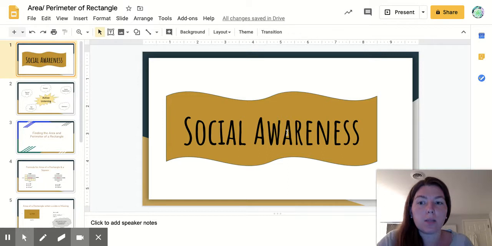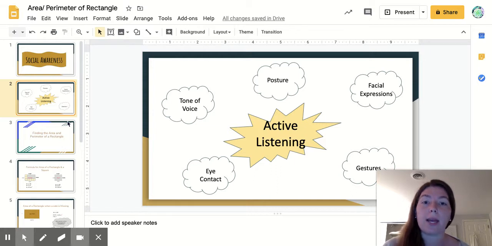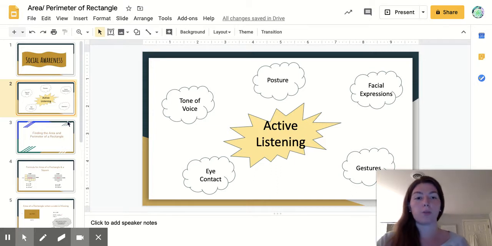But to start, we're going to talk about social awareness. And one of the things I want to focus on is active listening. Although you're not going to be able to see my face for the rest of the screencast, when we're an active listener, we listen to the person's tone of voice. We try to make eye contact. We watch our posture. We look at their facial expressions. We see if they use gestures or they use their hands. And all of this helps us to better understand the person or better understand the situation.